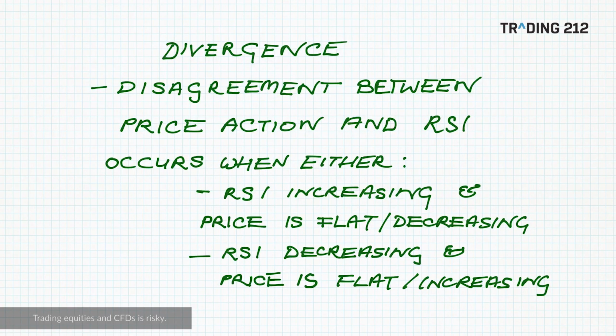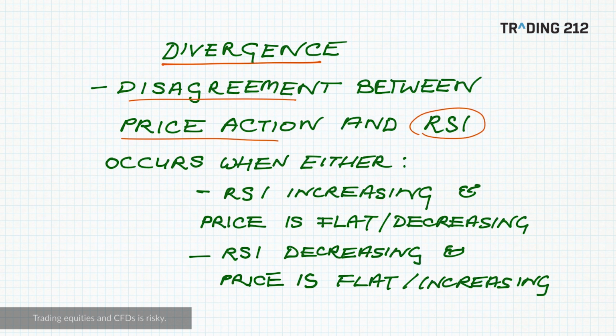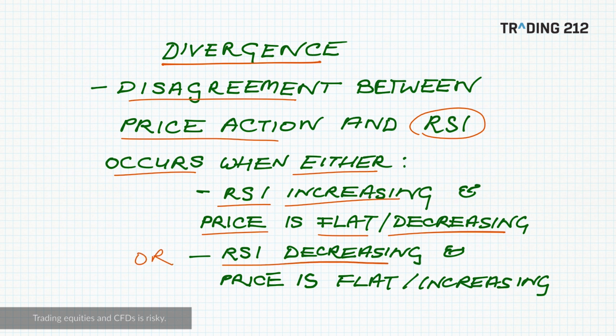First of all, what do we mean by divergence? Well, in the context of an oscillator, divergence is whenever there is disagreement between what we're seeing in terms of price action and what we're seeing from the oscillator, in this case the RSI. Divergence therefore occurs when you see the RSI increasing and price movement is either flat or decreasing, or when you see the RSI decreasing and price movement is either flat or increasing.